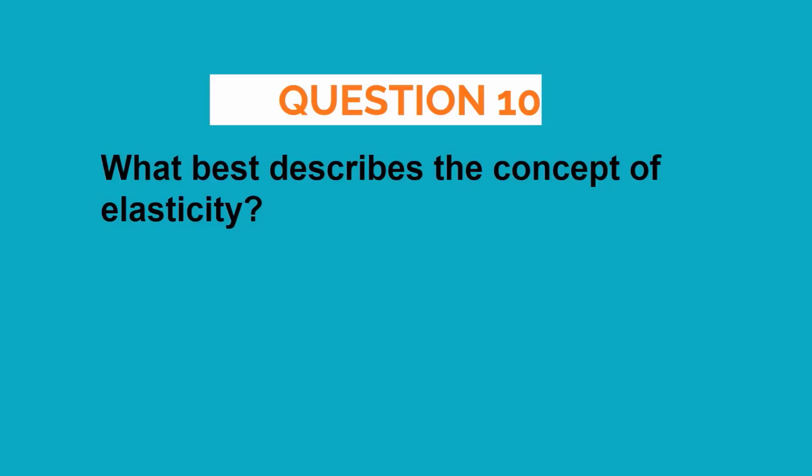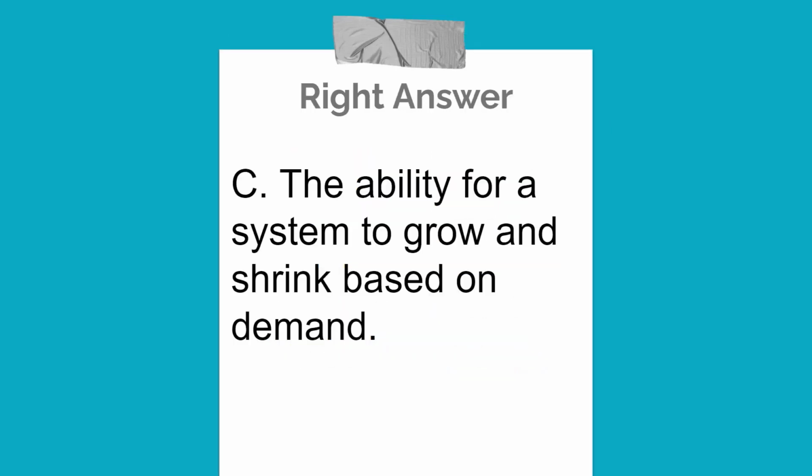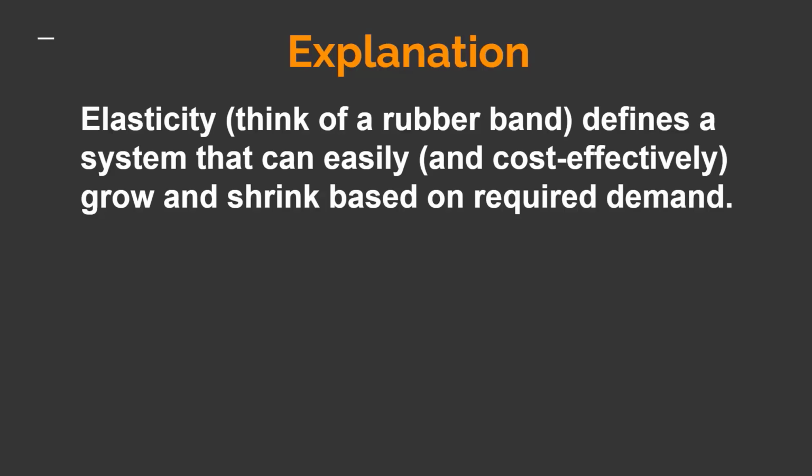Question 10. What best describes the concept of elasticity? Option A. The ability for a system to grow in size, capacity, and/or scope. B. The ability for a system to withstand a certain amount of failure and still remain functional. C. The ability for a system to grow and shrink based on demand. D. The ability for a system to be accessible when you attempt to access it. Right answer is C. The ability for a system to grow and shrink based on demand. Explanation. Elasticity, think of a rubber band, defines a system that can easily and cost-effectively grow and shrink based on required demand.